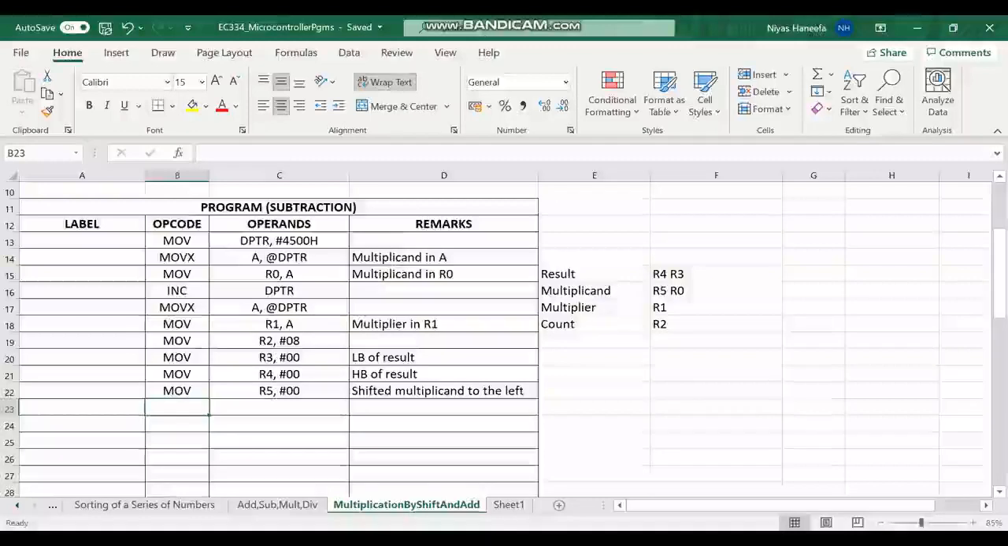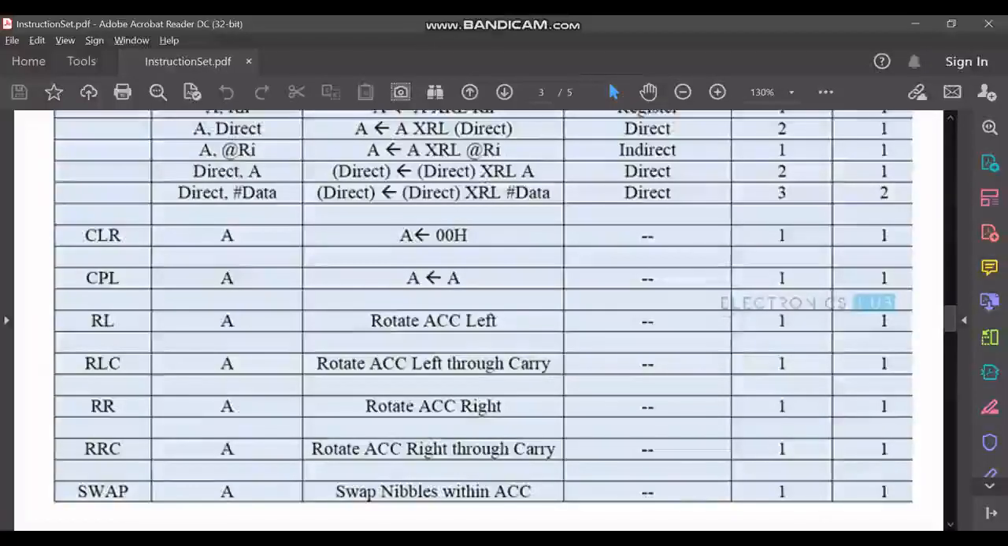So now let us do the operation. What is the first operation? We have to take the rightmost bit of the multiplier. For the multiplier we have to take one bit at a time. The instruction which takes one bit at a time corresponds to rotate right. RRA means rotate one bit from the rightmost position of the accumulator.